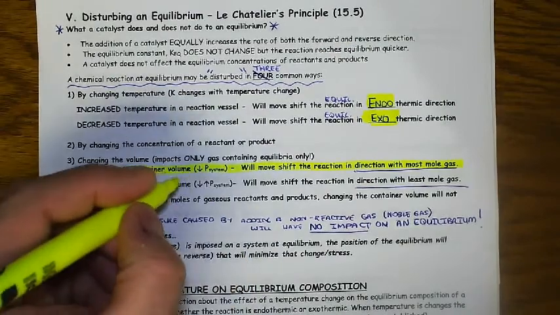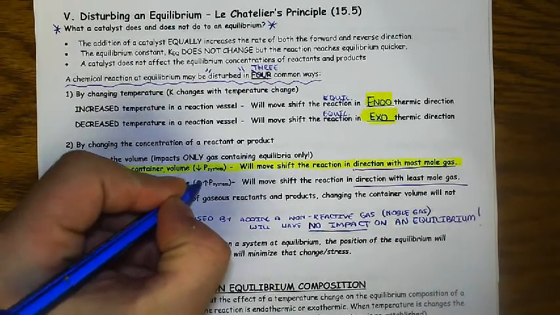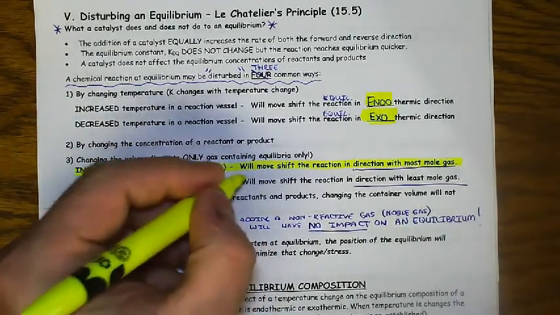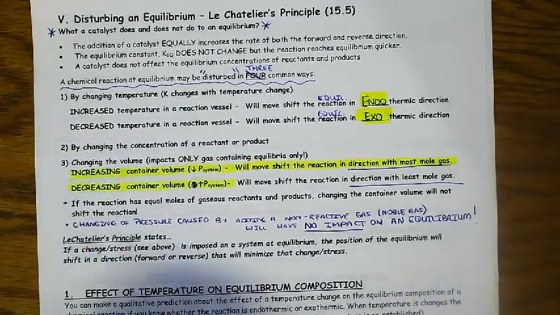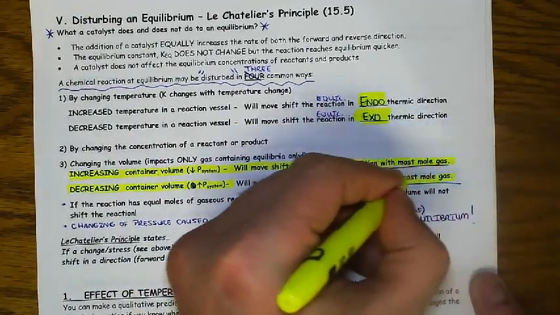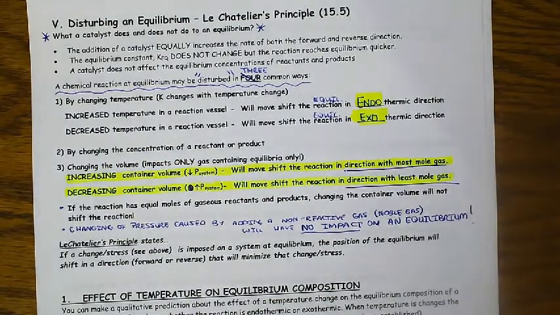If you decrease container volume, please note that the pressure of the system goes up. And so in response, an equilibrium will want to move in a direction where it can lower pressure, so it will move in a direction where there's the smallest moles of gas. That might mean moving in the forward direction or the reverse. More on that in a second.